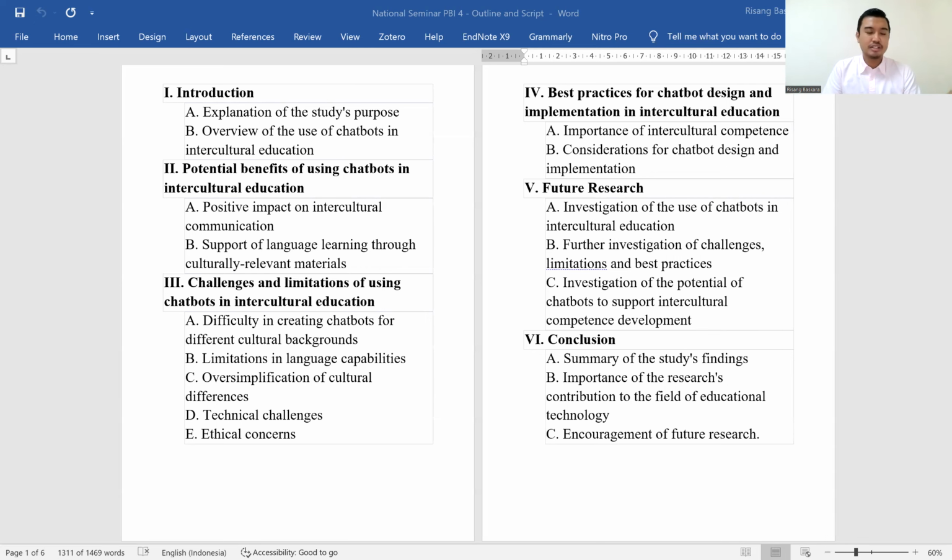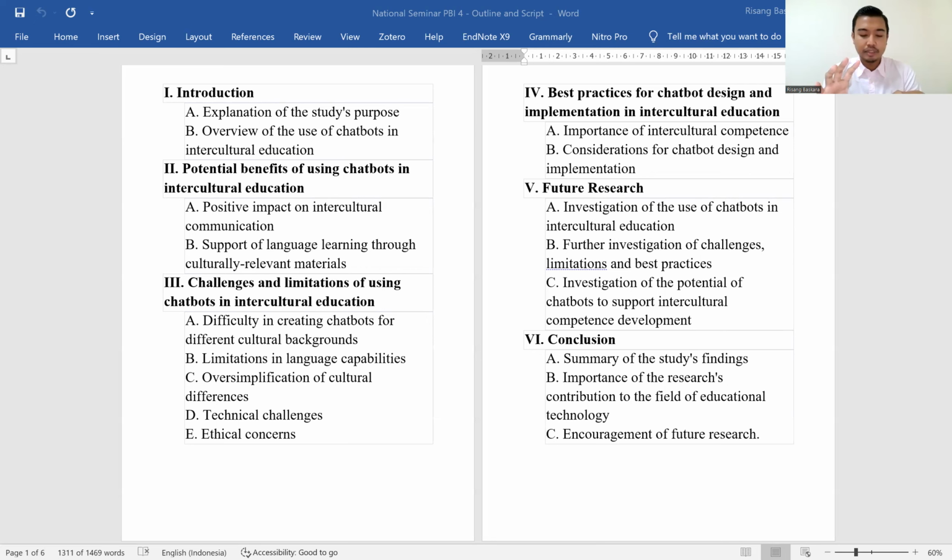Furthermore, technical challenges such as compatibility issues with different devices and internet connectivity can also affect the usability and accessibility of chatbots in intercultural education. Additionally, ethical concerns such as data privacy and data security must be taken into consideration when using chatbots in intercultural education. Chatbots can collect and store large amounts of sensitive and personal information about students, and it is important to ensure that this information is protected and used in accordance with ethical standards.